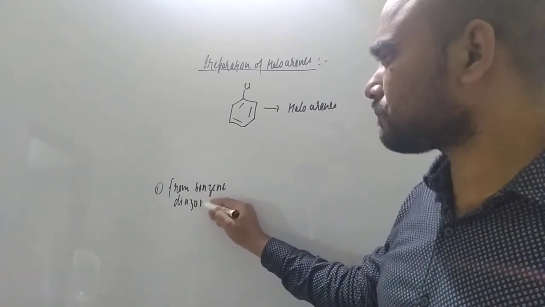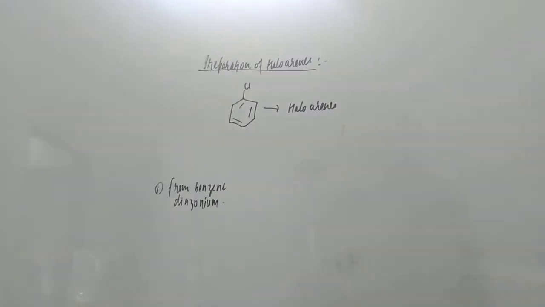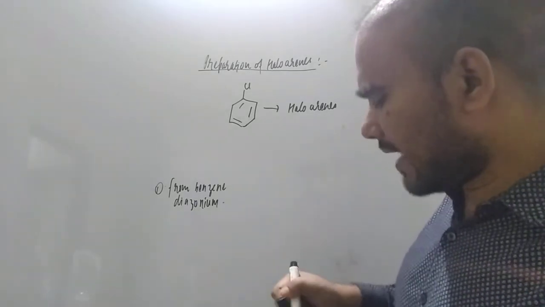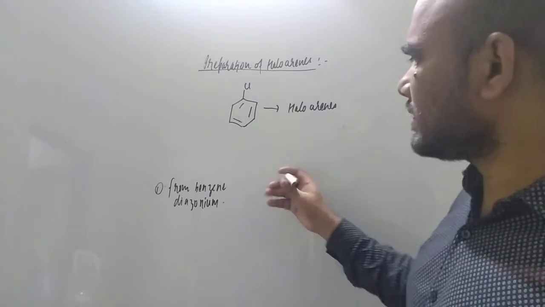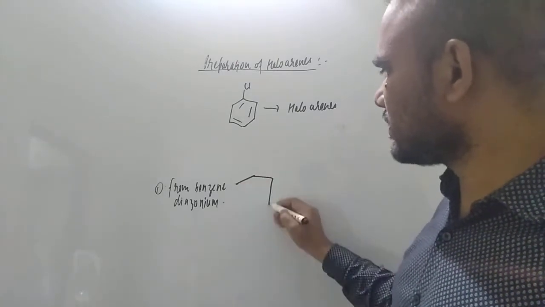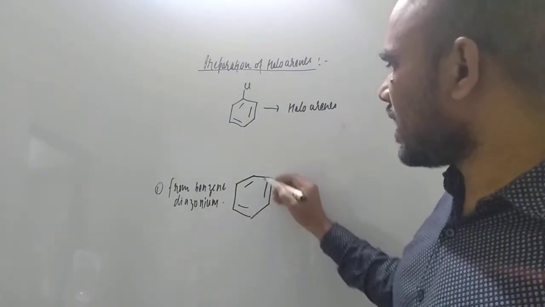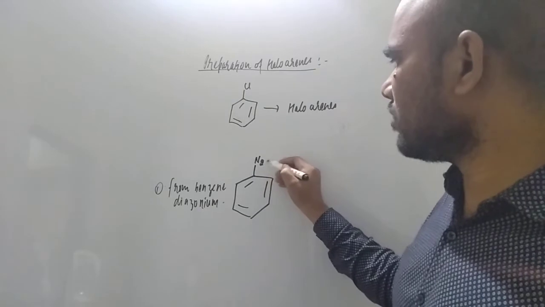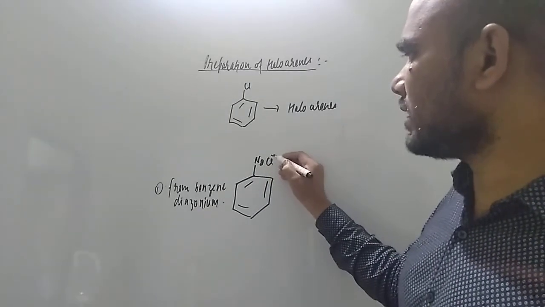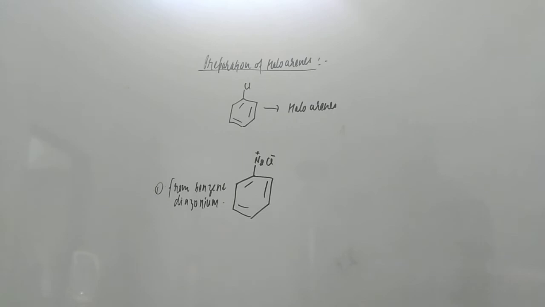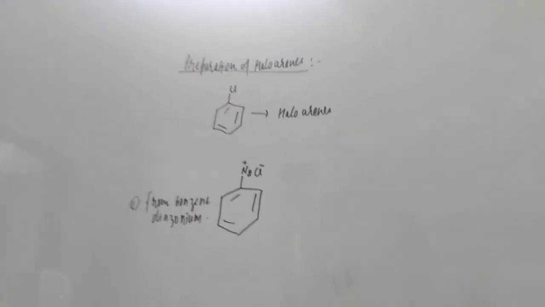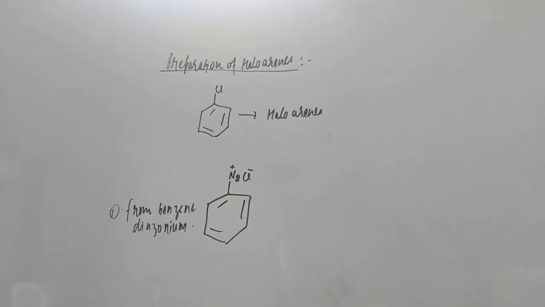So what is benzene diazonium chloride? First of all, we have to understand it. This is the benzene ring, and it is attached with the diazonium group, diazonium chloride, N2Cl. The Cl is minus and the other part is positively charged. This compound is known as benzene diazonium chloride.